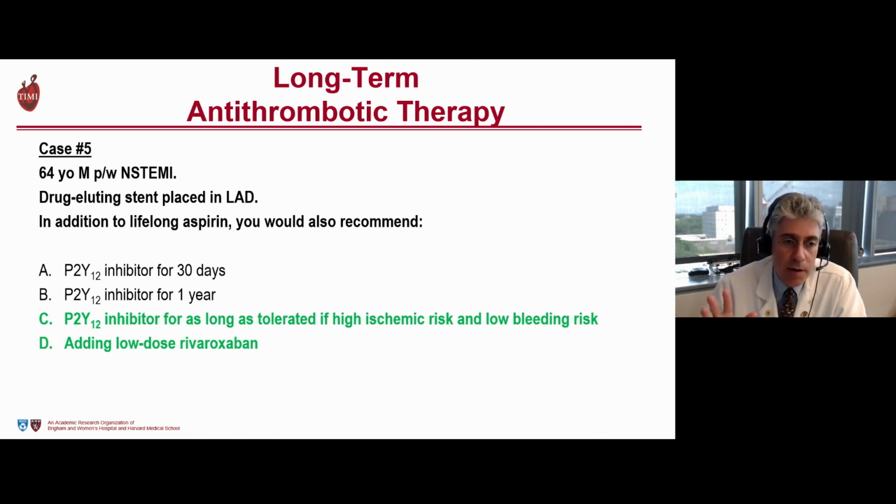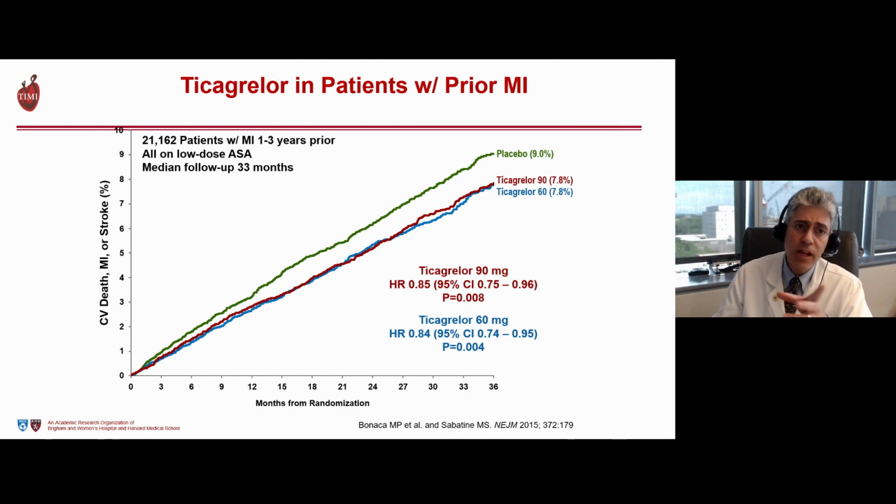But the data are very complex, and certainly probably what's most commonly done is what people voted for, B, for 1 year. But let me share some data for why we might want to consider giving more aggressive antithrombotic therapy for longer. And so here's one example.